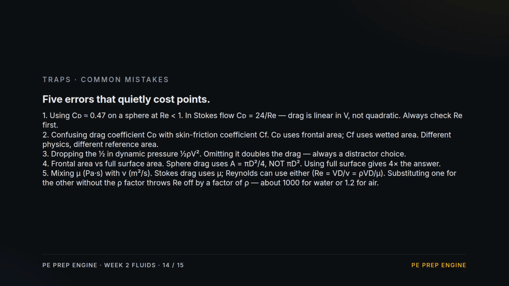5 traps. 1. Using C sub d 0.47 on a sphere at Reynolds below 1. In Stokes flow, it's 24 over Reynolds. 2. Confusing drag coefficient with skin friction coefficient, different reference areas. 3. Dropping the 1/2 from dynamic pressure, doubles the answer. 4. Using the full sphere surface area instead of the frontal projected area, quadruples the answer. 5. Substituting dynamic viscosity where kinematic belongs, without the density factor, throws Reynolds off by orders of magnitude.